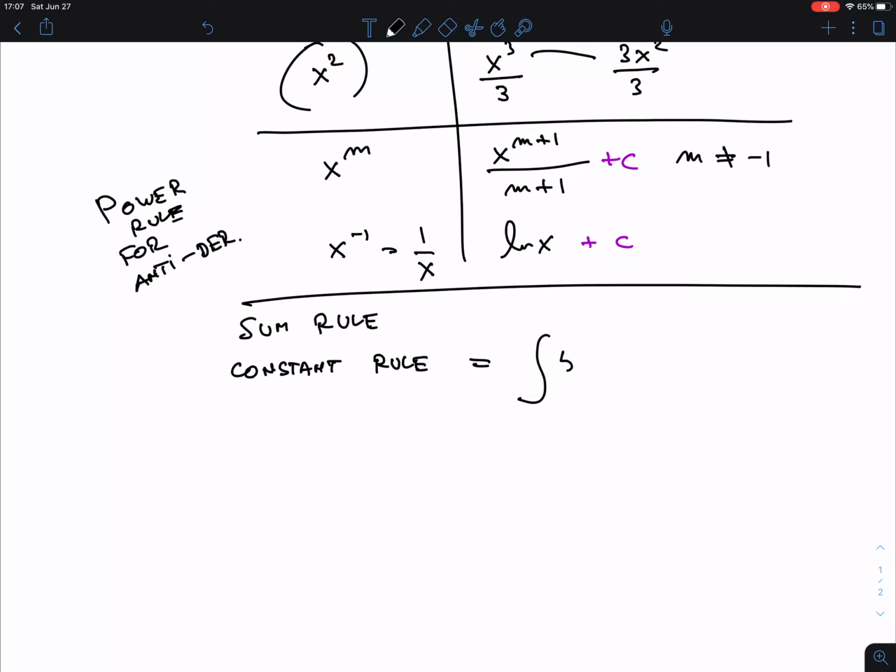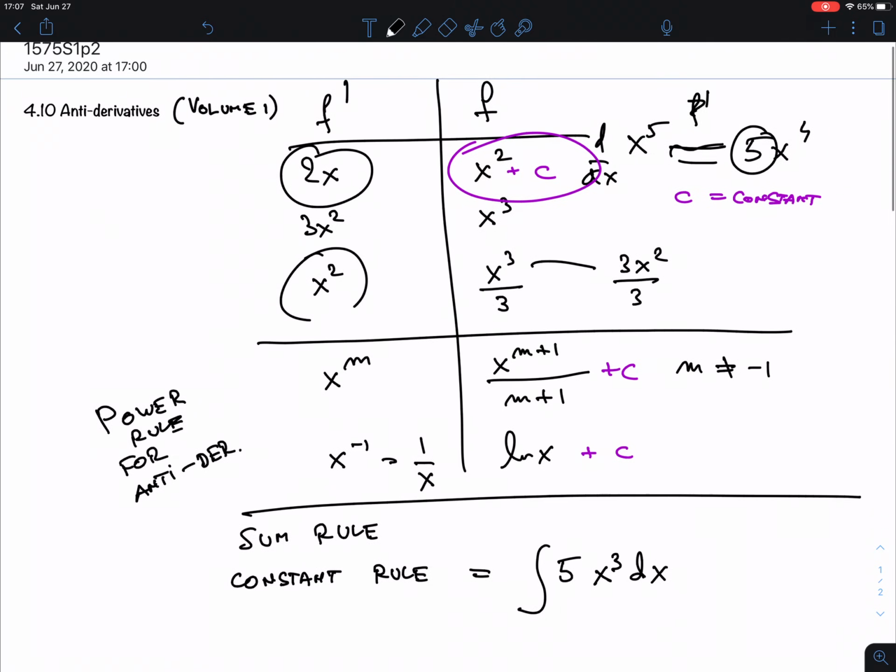Suppose I have to take 5 times x cubed dx. Oh, sorry. I'm writing down something you don't recognize. Right? What is this? Okay, so let's introduce a notation. The notation for antiderivatives is, so the antiderivative of a function we write like this. So okay, what does it mean?